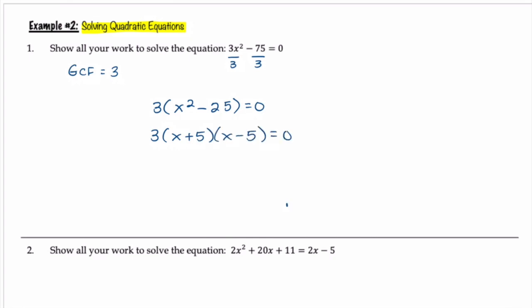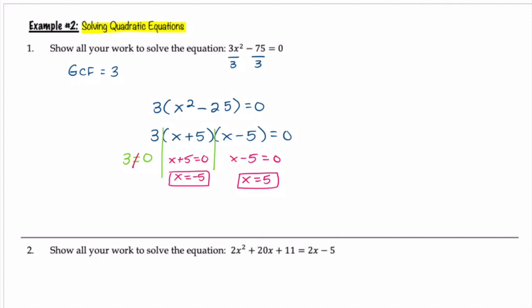I am going to keep going and factor that. And at this point, I am going to use the zero product property, which tells me that I can split up everything and set each factor equal to 0. So I'm going to start with this 3. 3 equals 0. We know that is not true, so 3 does not equal 0. I have x plus 5 equals 0, which means x is equal to -5. And I have x minus 5 equals 0, which means x is equal to +5. So my answers here are x is equal to -5 and x is equal to +5.